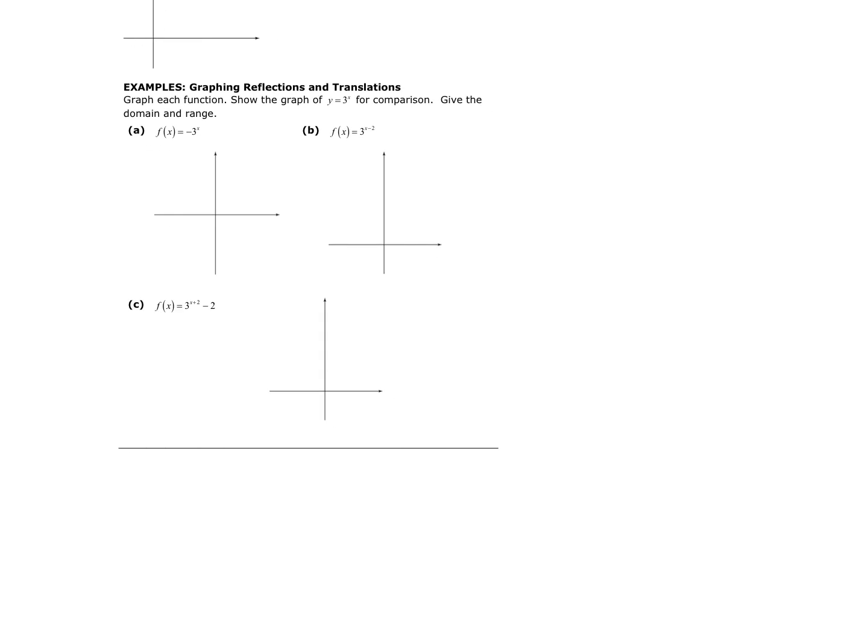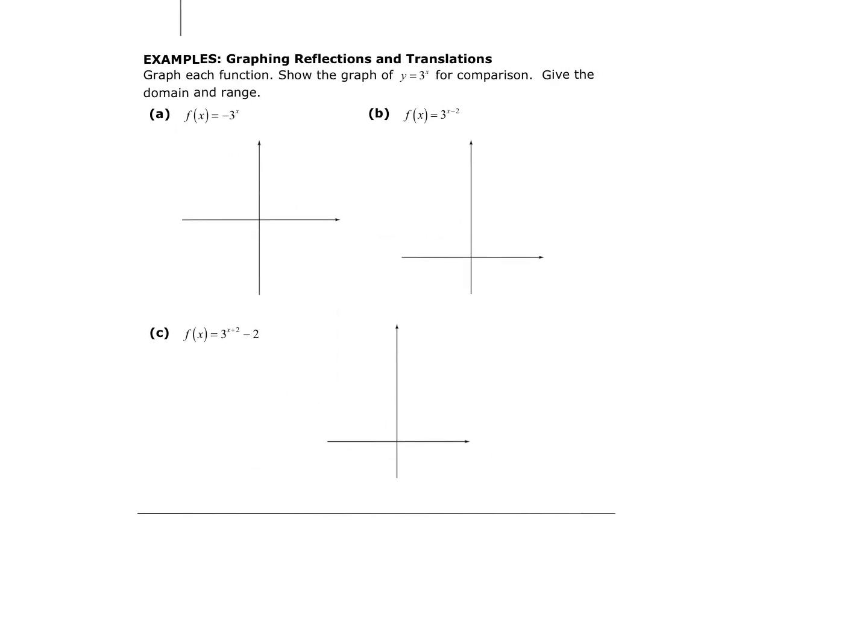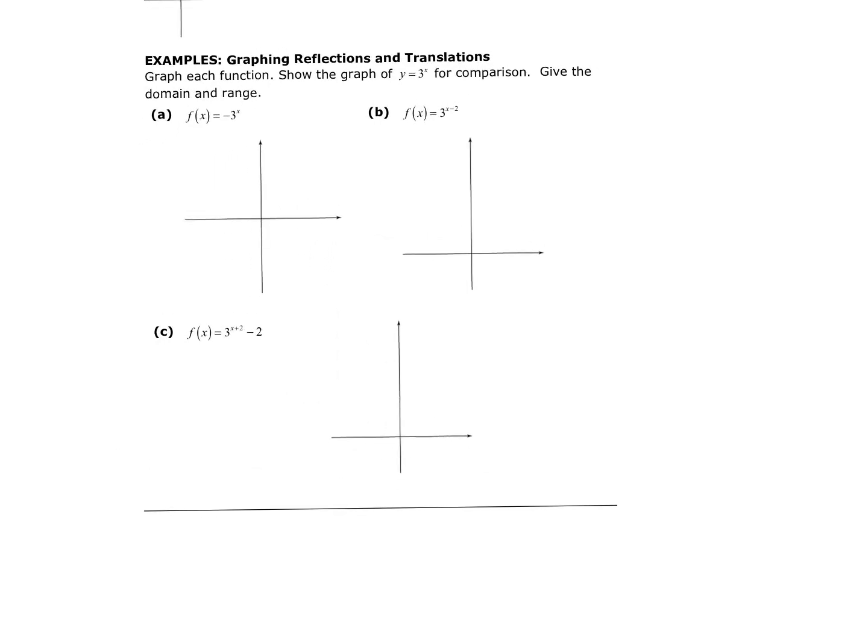So, like all of our graphs, we can move these graphs around. We can reflect them, we can translate them, and so on. So, using our transformations, what do we mean when we say we put a minus in front of our function?